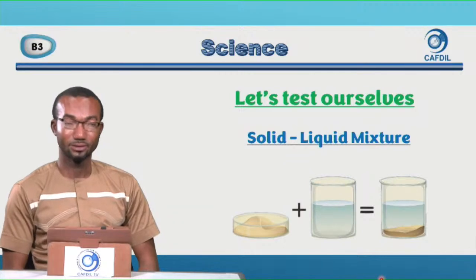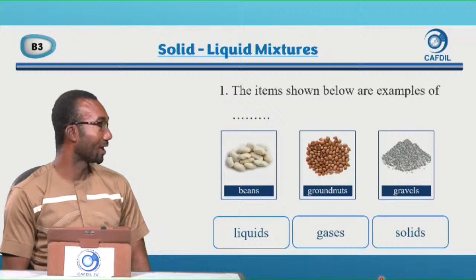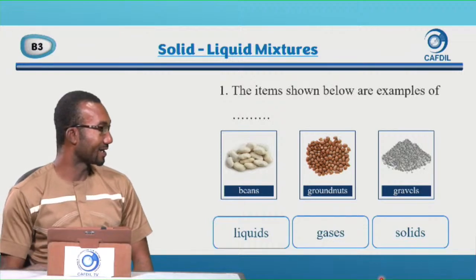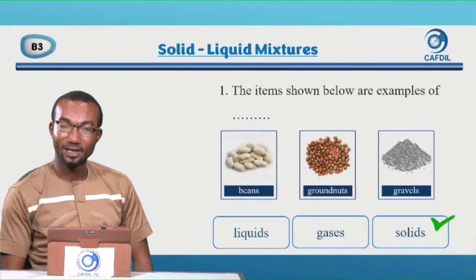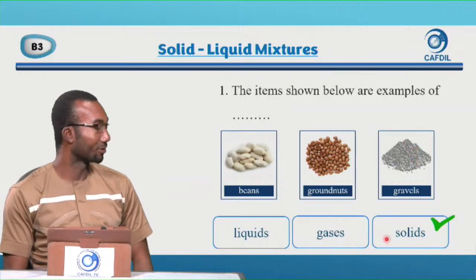Good. Now Kate, let's test ourselves a little on this lesson. 1. The items shown below are examples of, so we have beans, we have groundnut, we have gravels, small stones. So Kate, what the images you see here, are they liquid, are they gases, are they solids? Good, they are solid. Beans are solid, groundnut is also a solid, and then gravels are solid.